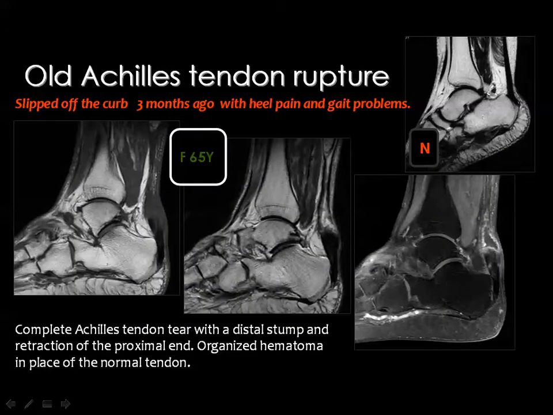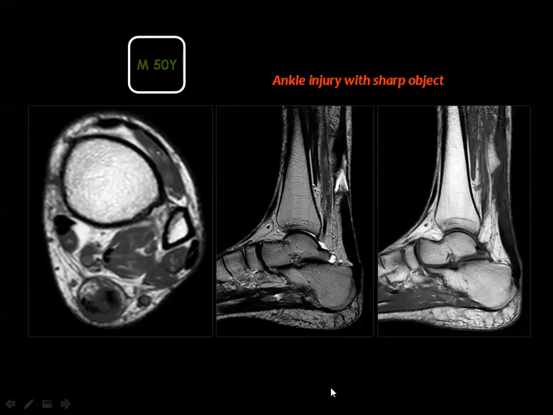Then this is the normal appearance of the Achilles tendon, and this is the Achilles tendon rupture. You can see the gap about 3 centimeters, let us say, from the calcanean insertion, and the gap is filled with fluid. You know that this site of injury is the most common site, which is about 2 to 6 centimeters from the calcanean insertion of the tendon.